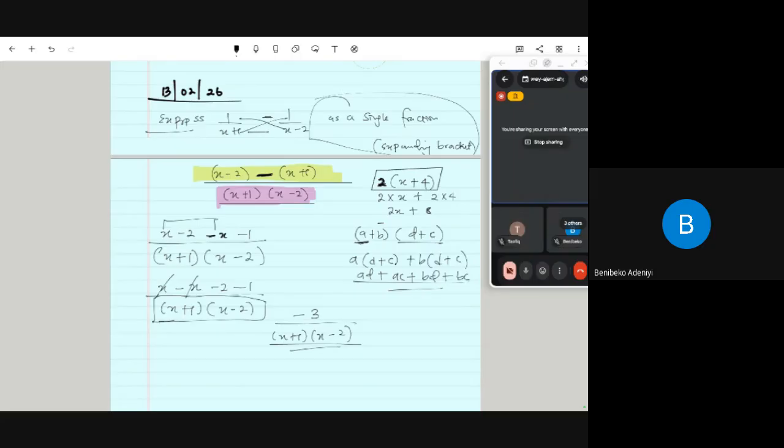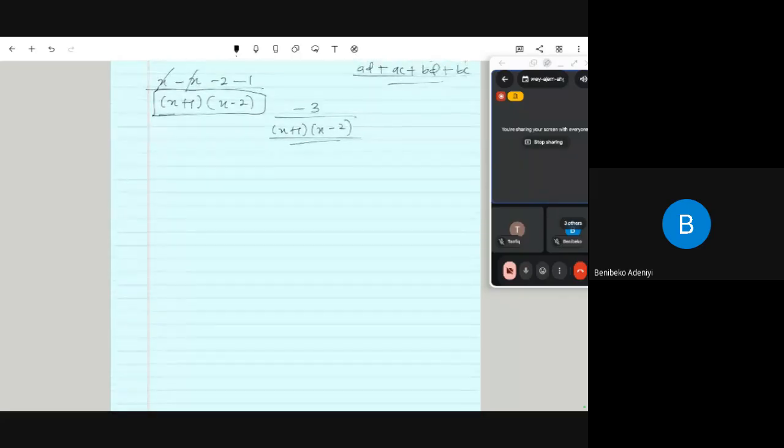Okay, as we continue solving, I'll write other questions with the options. So I believe this is clear, right? Let's move to another question.